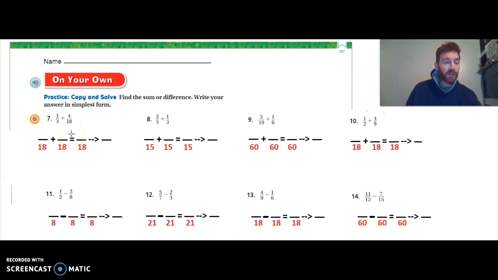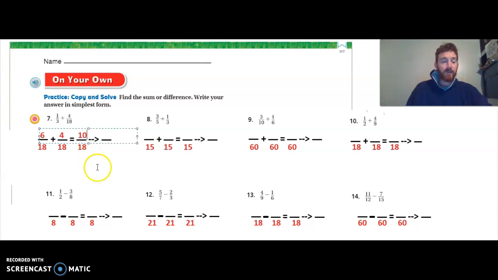Okay. Our first one, we've got 1/3 plus 4/18. In this case, 18 is a common denominator, and that's nice because then we can keep 4/18 as 4/18. Then we just have to think about the 1/3. Now again, 1/3 to go from 3 to 18, I multiply by 6. So I have to do the same to the top. 1 times 6, of course, is 6. And there we go. And then we can just go ahead and add these up. 6 plus 4, hey, we know what that is.